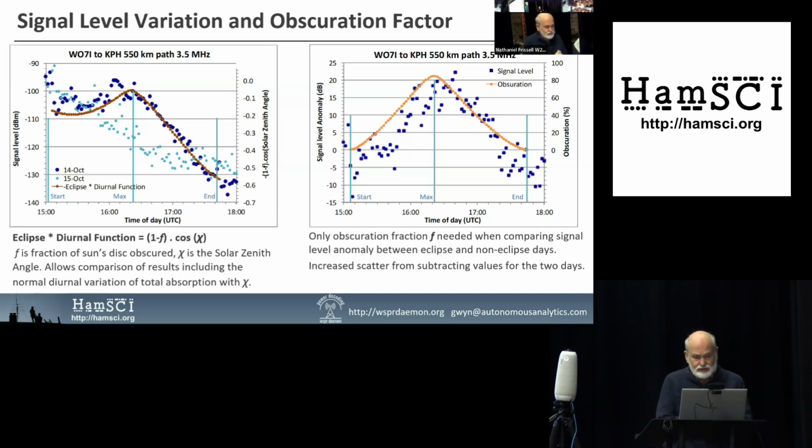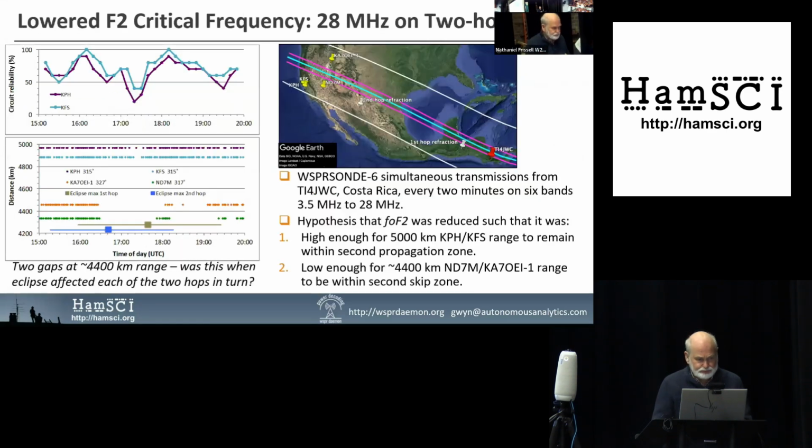The right-hand graph, I take away the effect of the solar zenith angle, the diurnal variation of absorption, by taking the difference between the eclipse day and the 15th of October. But this introduces added noise because I'm taking away two measurements. But when I do that, I have a similar picture, that is poorer agreement between the start and the maximum of the eclipse than between the maximum and its end when looking at an effect of absorption.